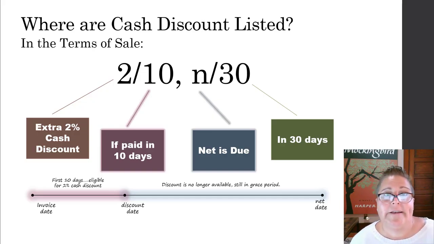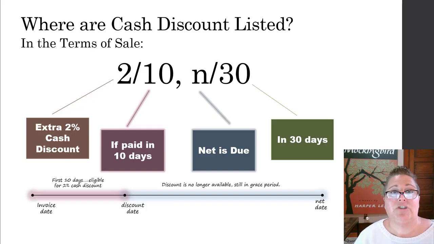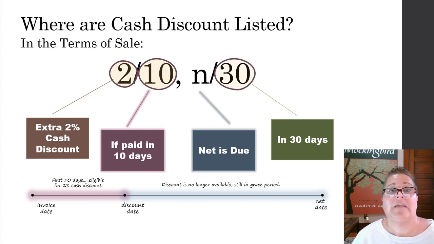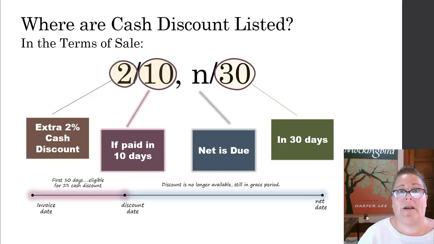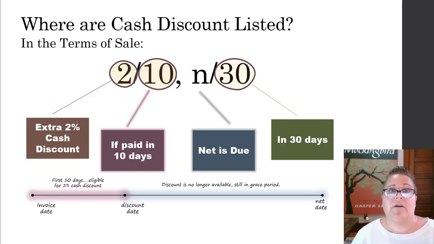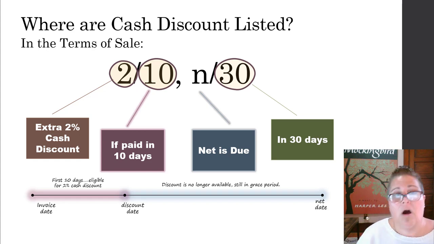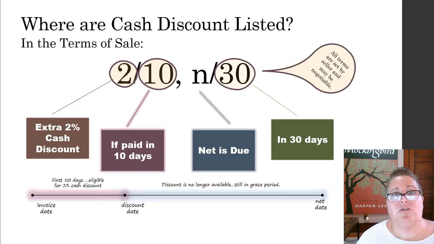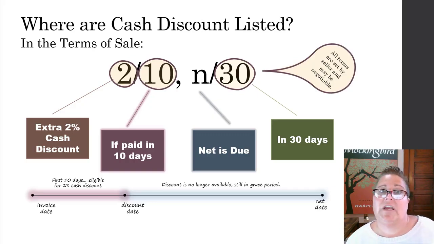I should mention that the 3 numbers in the terms of sale, the 2%, the 10 days for that discount period, and the 30 days for the entire payment period, the entire credit period. Sorry, lost myself there for a minute. The 30 days of the credit period, those 3 numbers are all determined by the seller, but they might be negotiable. These numbers can change.